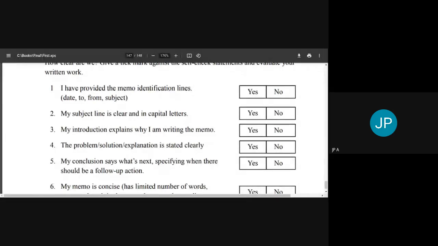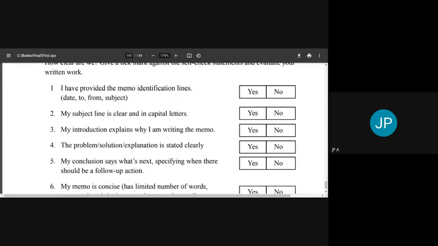Then we write the subject. The subject has a special feature. How should the subject be? A second point: the subject line should be clear and in capital letters. It should be written in capital letters, fully capitalized. That's right, Joshi. It is written in capitals.